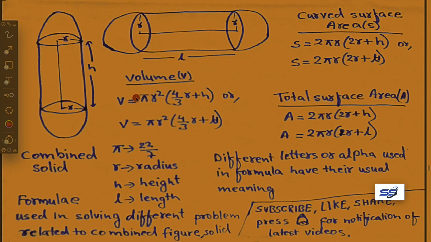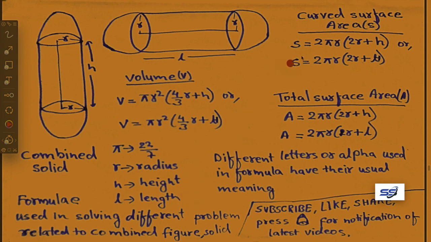For the combined solid, volume is denoted by V. V equals pi r square in parentheses 4 upon 3 r plus h. Or we can use the next formula, V equals pi r square 4 upon 3 r plus h. Here in this formula, pi means 22 upon 7, r is radius, h is height, and l is length.